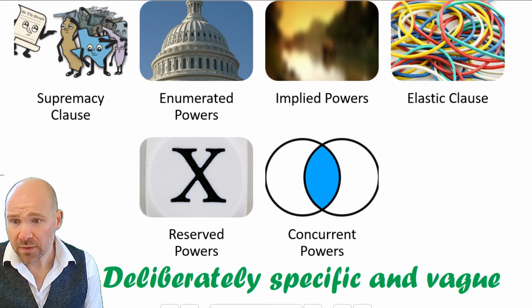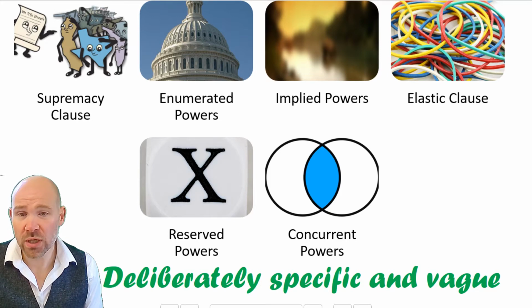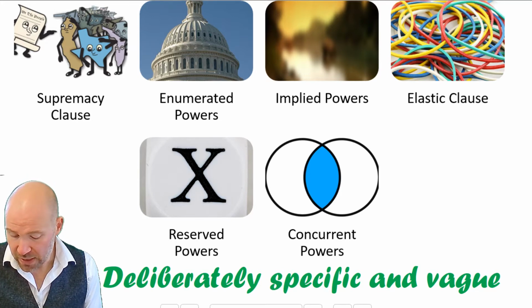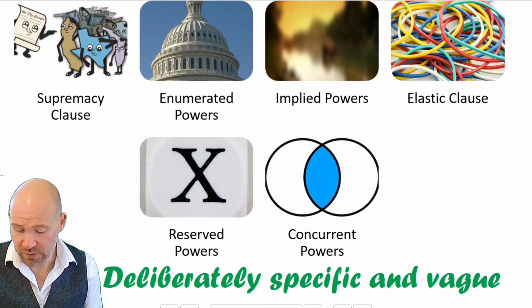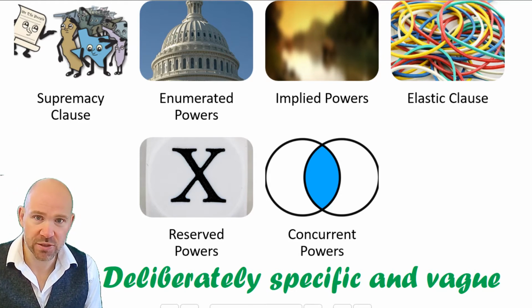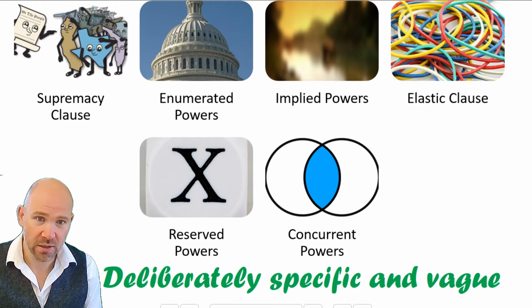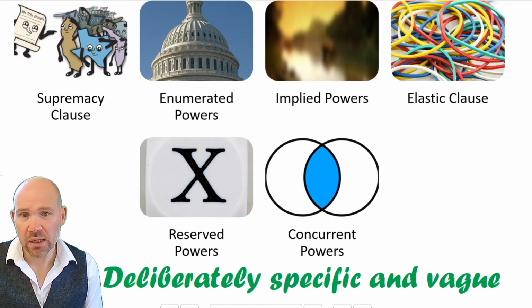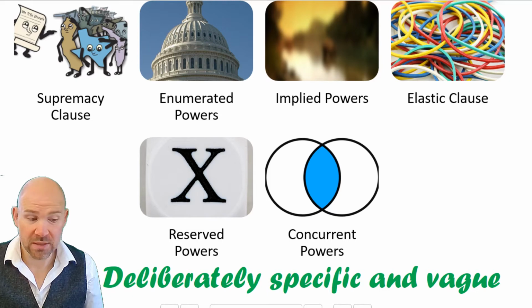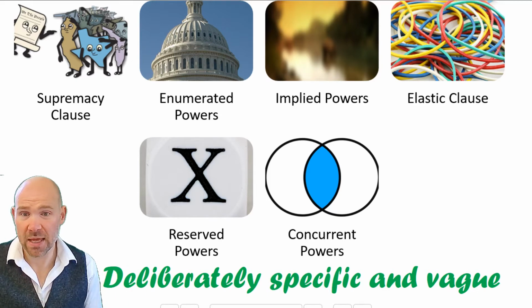And then lastly, there are a few which are concurrent powers, meaning things that both the federal and state governments can do. And this tends to be very practical things such as elements of taxation, building roads, having courts, etc., etc. These are kind of the least controversial ones in many ways, but there are some things that obviously both sides have to be able to do.